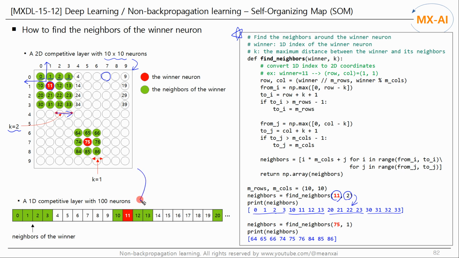If we represent this as a 1D competitive layer with 100 neurons, the neighbors would be as follows. That is, in one-dimensional space, these neighbors are not adjacent to the winner. If the maximum distance k between the winner and its neighboring neurons is 1, and neuron 75 is the winner, then these neurons marked in green are the neighbors of this winner.